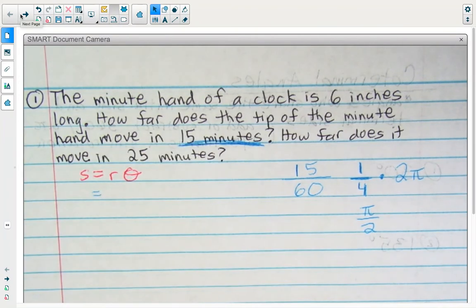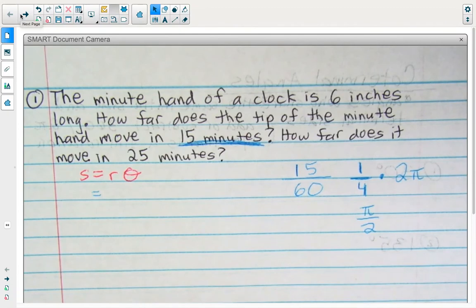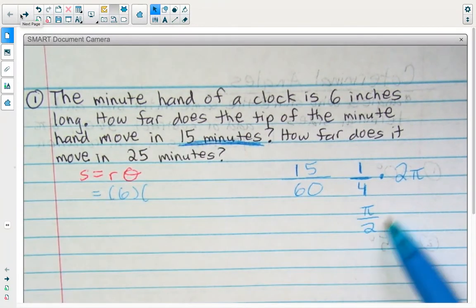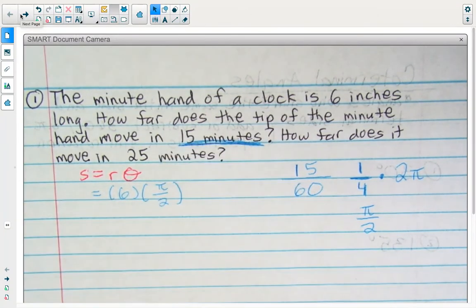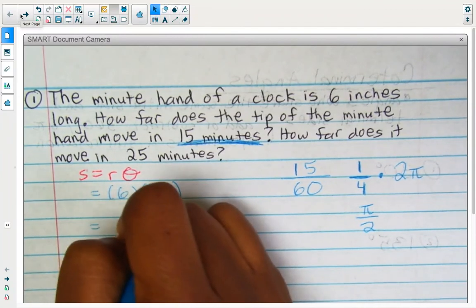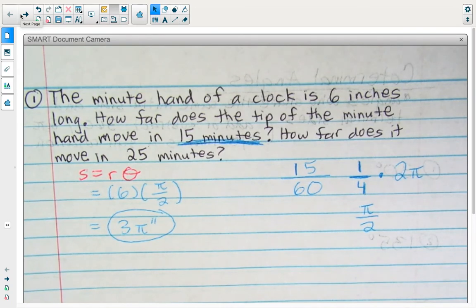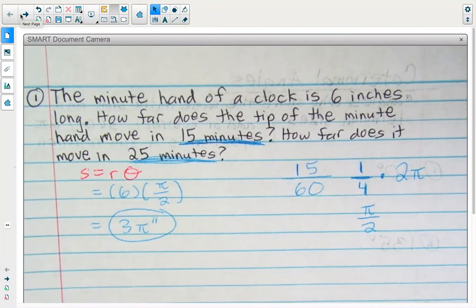The radius is 6 because it says up here the minute hand of a clock is 6 inches. So my radius is 6. And my angle measured in radians is pi halves. 6 times pi halves gives me 3 pi inches. So that gives me 3 pi inches. And I also had a part 2. It wants to know about the 25 minutes. So I will go through and do the same thing for the 25 minutes.